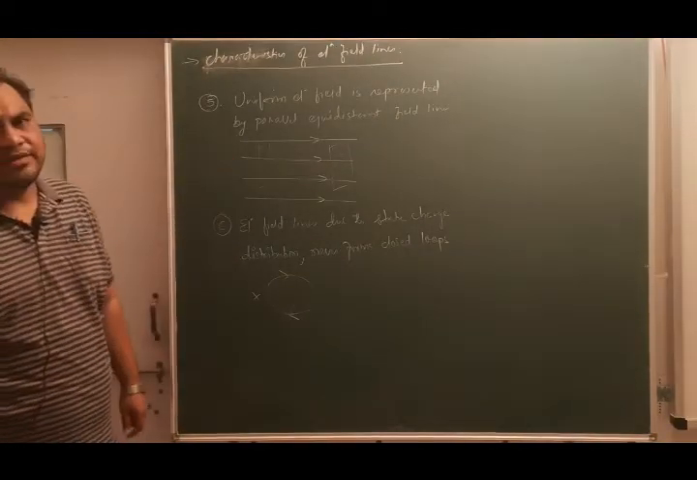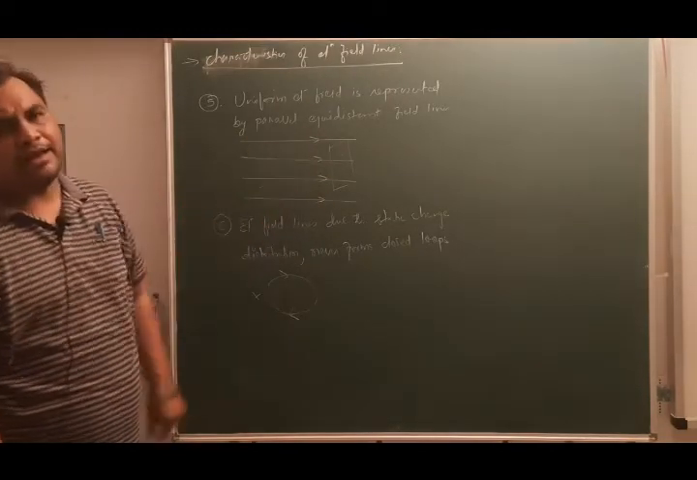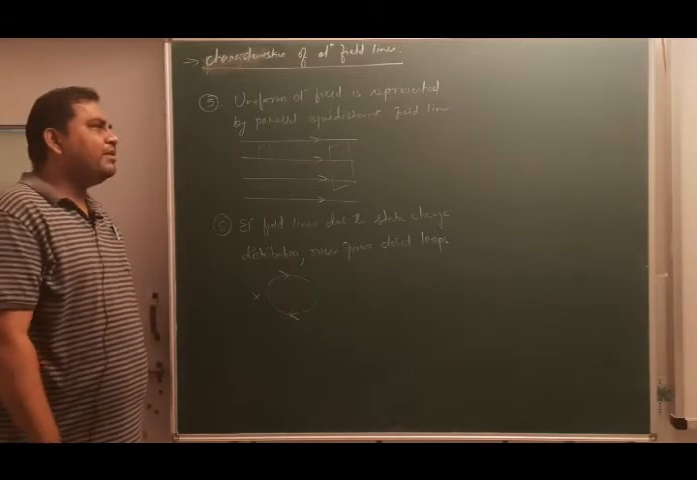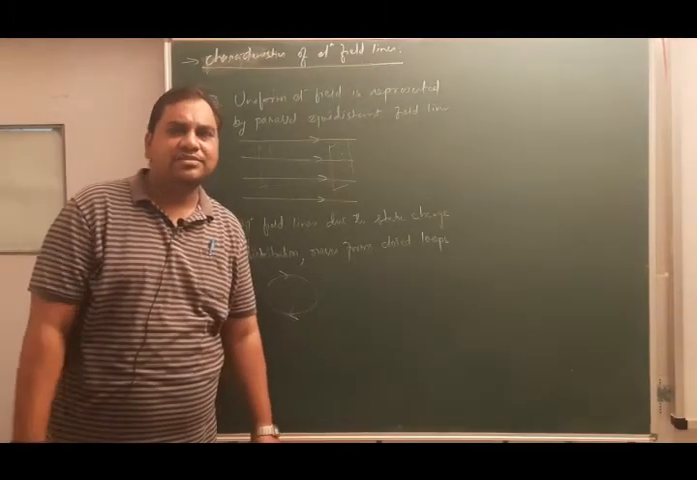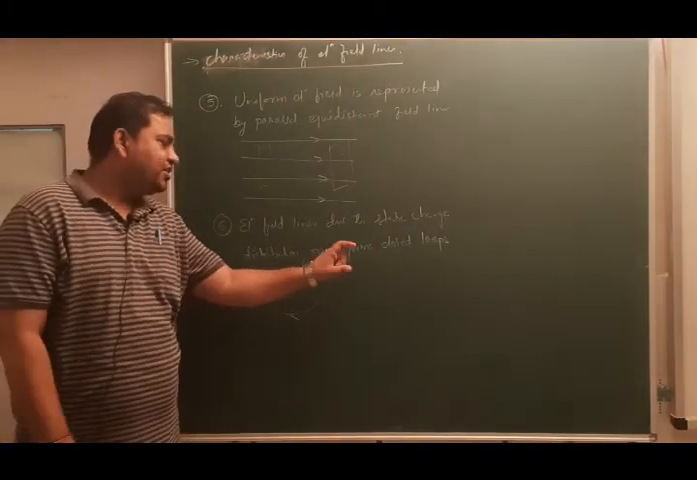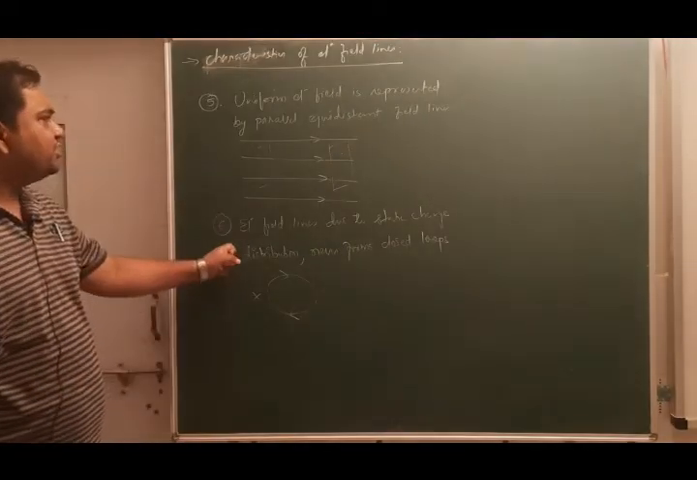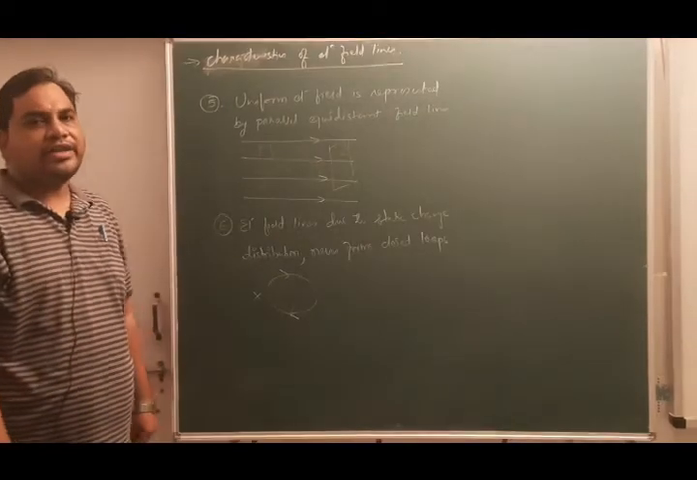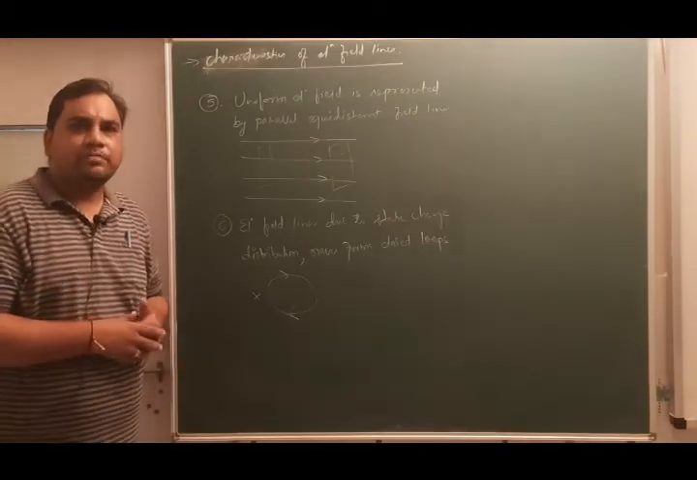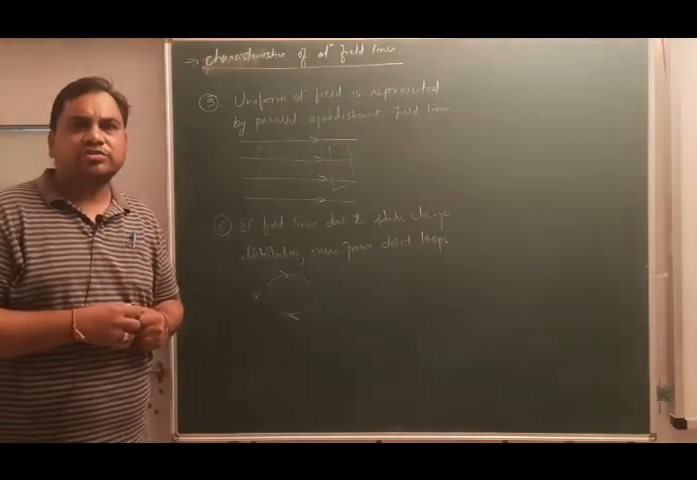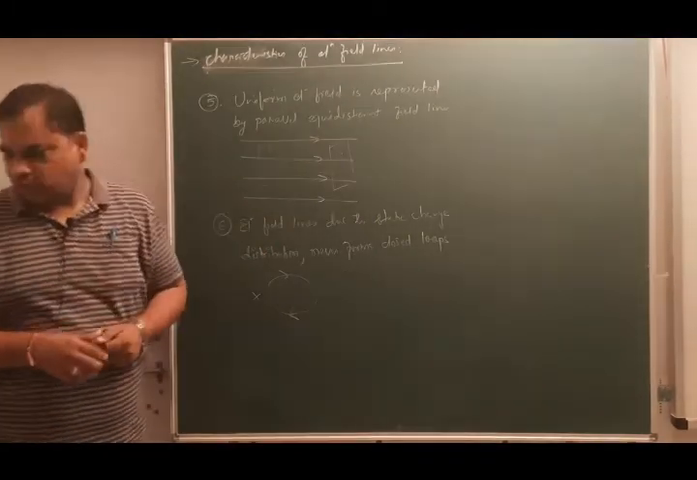Uniform electric field can be represented using equidistant and parallel lines. This is the way of representing uniform electric field. And final point, that the electric field lines due to static charge distribution never form closed loop. So this one is also a very important point. So these are 6 points. You will have a number of multiple choice questions related to this topic in your competitive exam. So this is a very basic topic, you have to go through this.